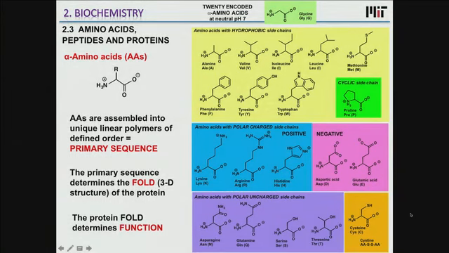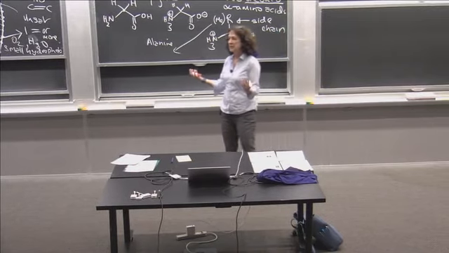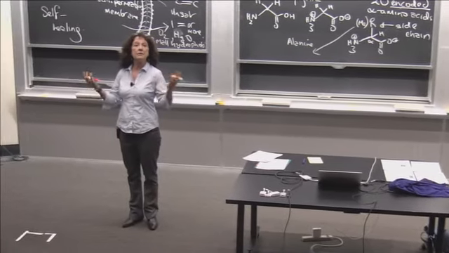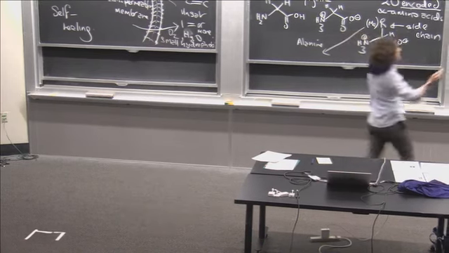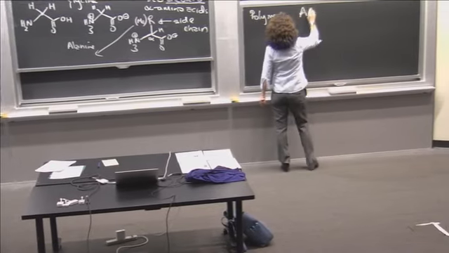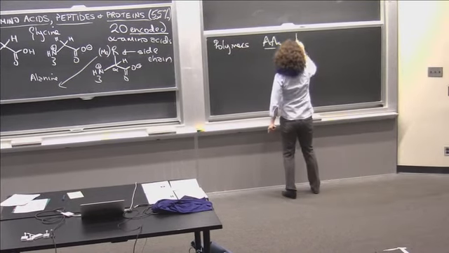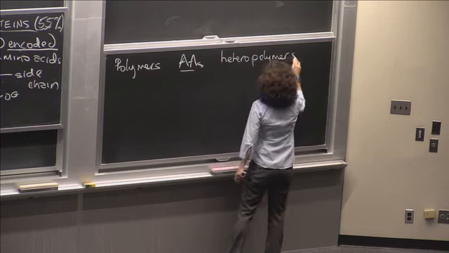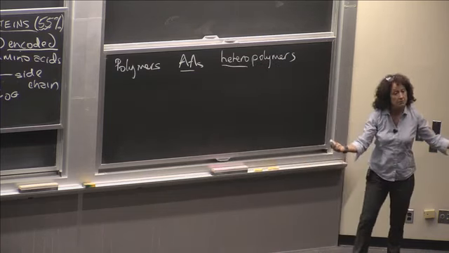Now, this doesn't look like a very exciting set of building blocks. How can life run on things made of 20 relatively simple building blocks with functional groups? And it's that the building blocks are not functional themselves. It is the polymers that are made up of amino acids. And I'll always call them AAs because it's easier for me. The polymers of amino acids are heteropolymers. That means they're made up of a bunch of different monomer units when they're called heteropolymers.